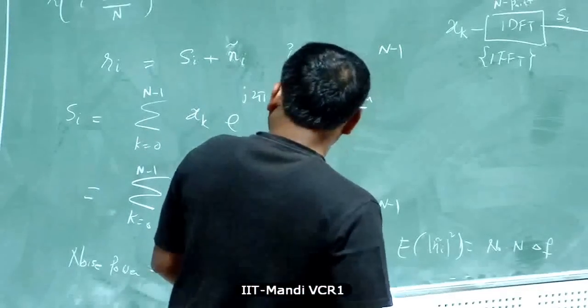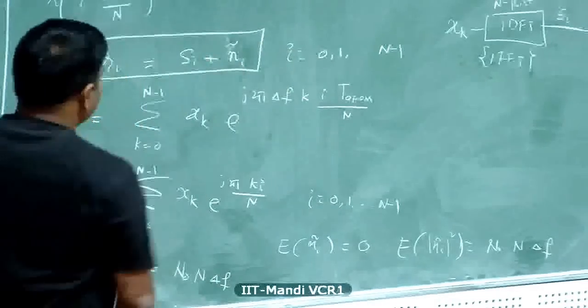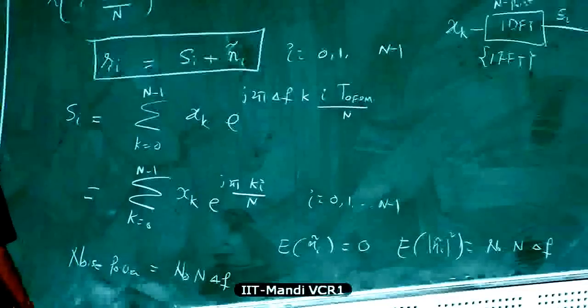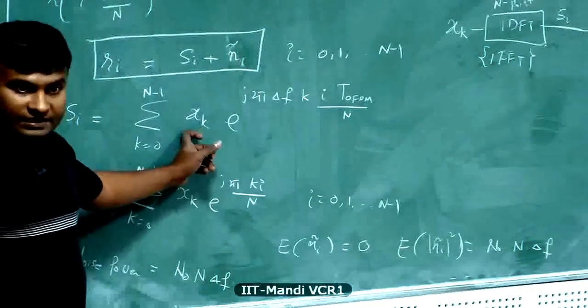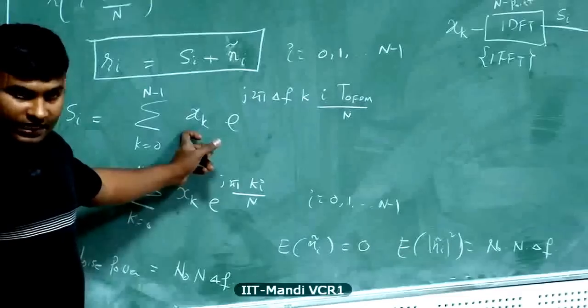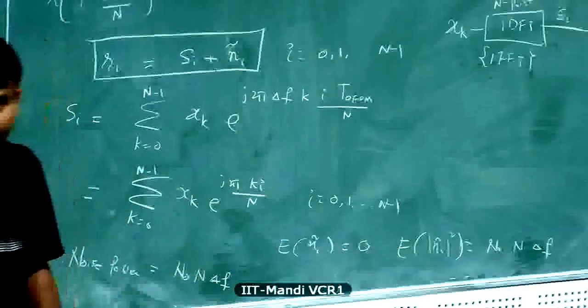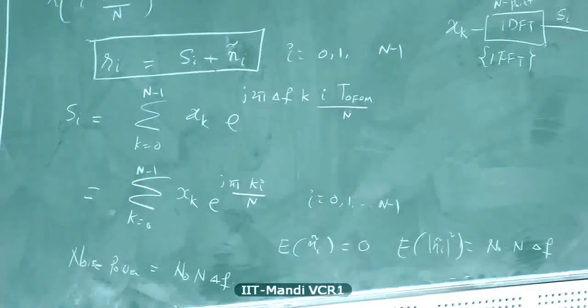Okay. So, given R of i equal to S of i plus N tilde of i, our job is to recover X of k in the presence of noise. Okay, let us see how that can be done. I'm going to erase this part.